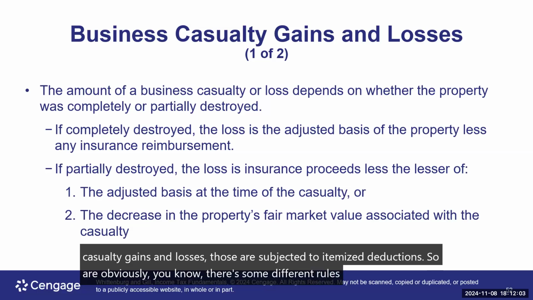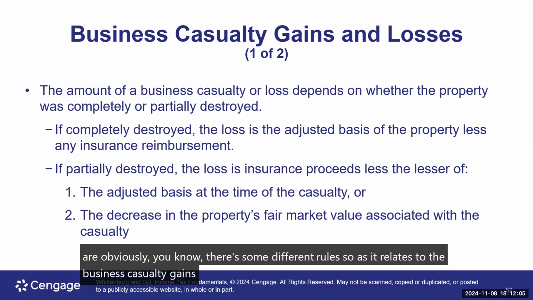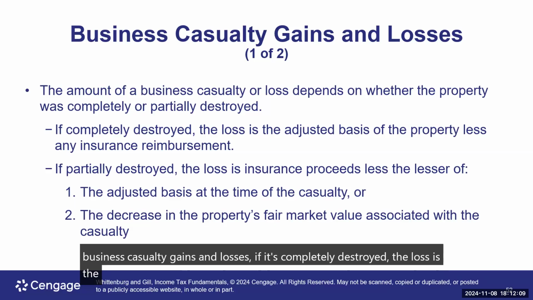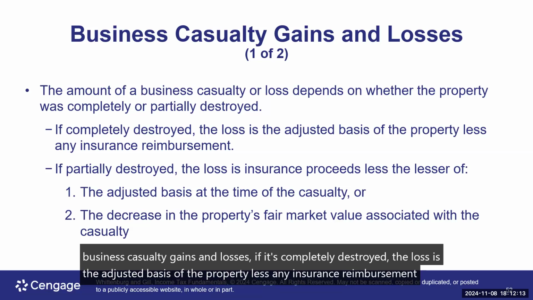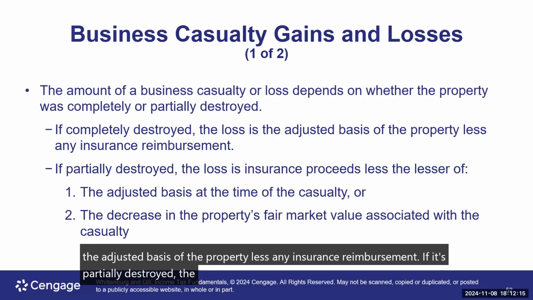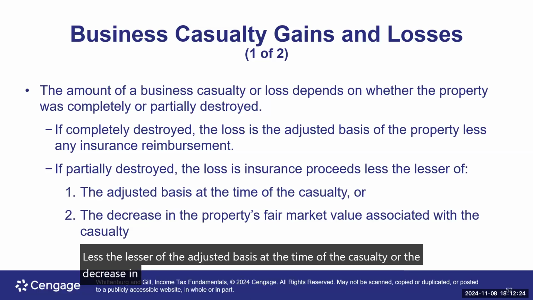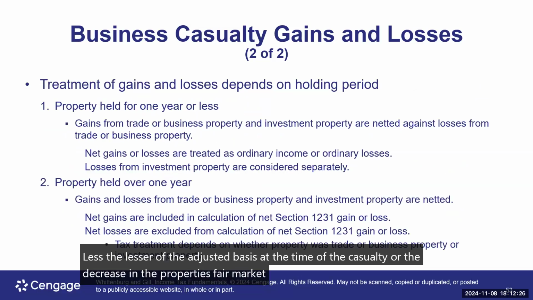As it relates to business casualty gains and losses, if the property is completely destroyed, the loss is the adjusted basis of the property less any insurance reimbursement. If it's partially destroyed, the loss is insurance proceeds less the lesser of the adjusted basis at the time of the casualty or the decrease in the property's fair market value associated with the casualty.